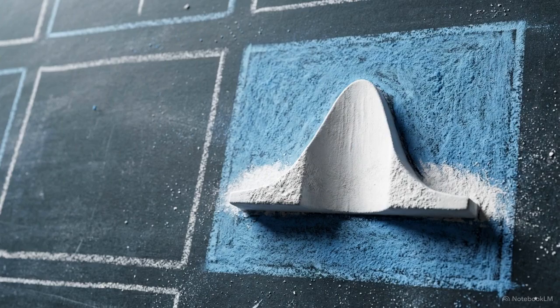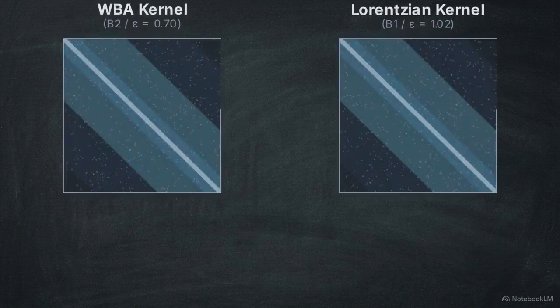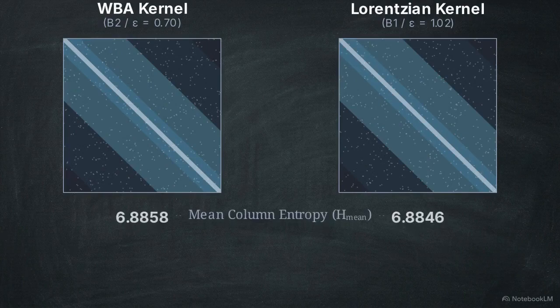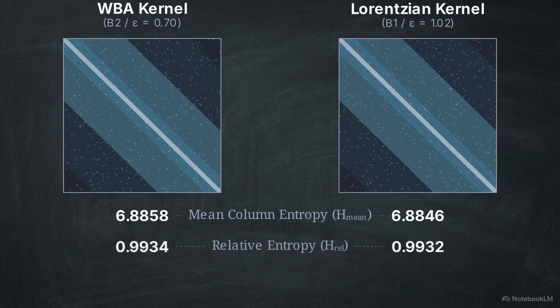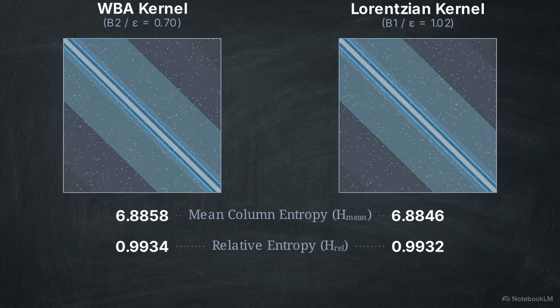These side-by-side heat maps show the WBA and Lorentzian Ulam matrices. Despite the massive behavioral divergence dictated by the power law, the two matrices are structurally indistinguishable. The mean column Shannon entropy values show near-perfect alignment, 6.8858 versus 6.8846. Their relative entropies match exactly to 4 decimal places.